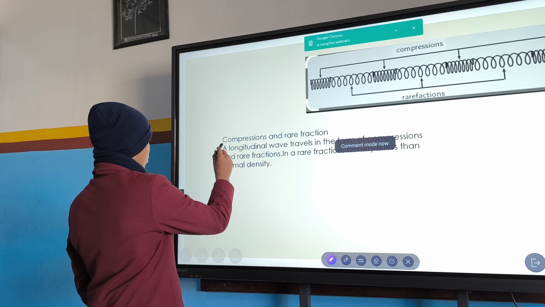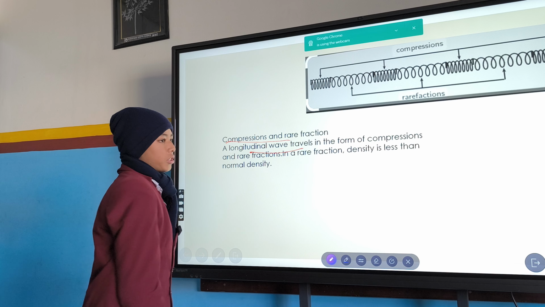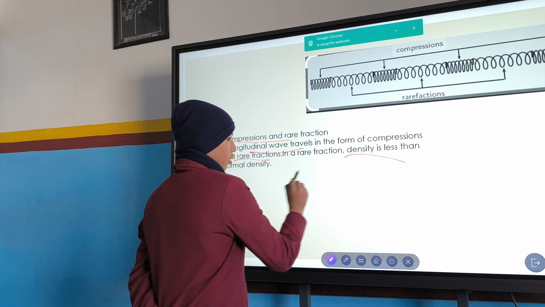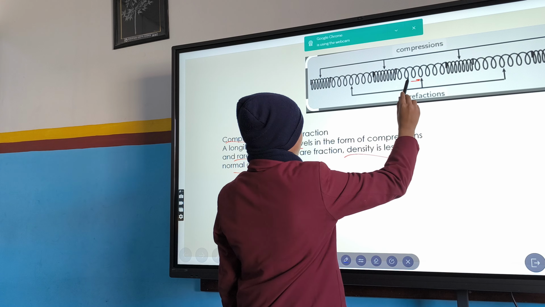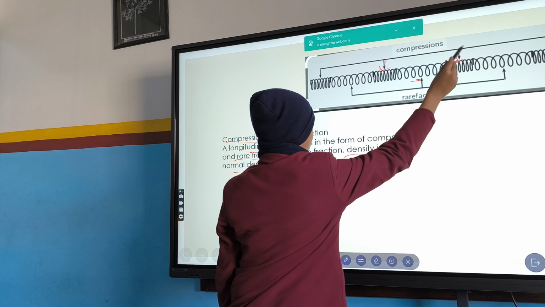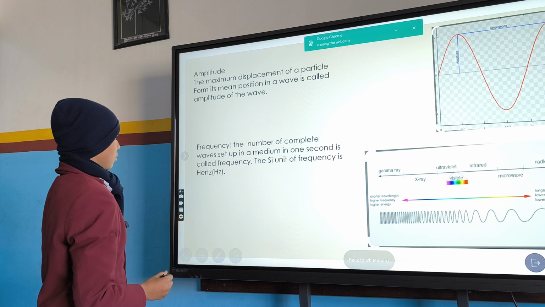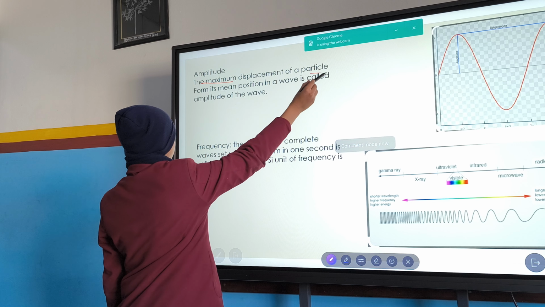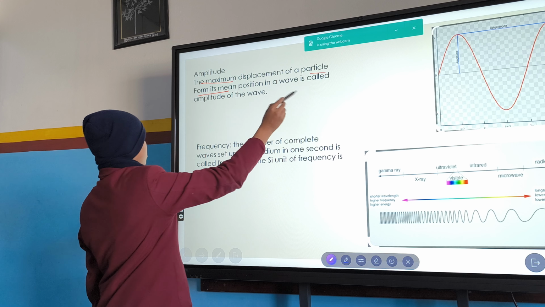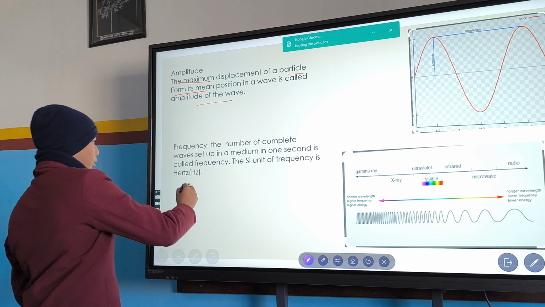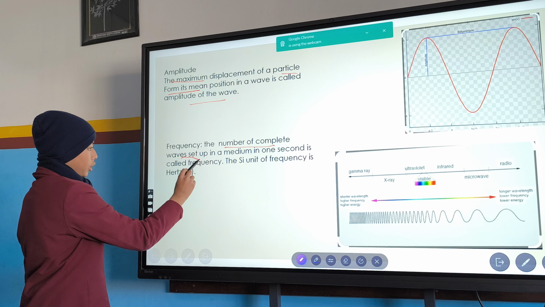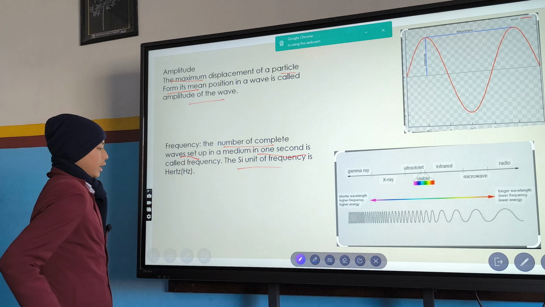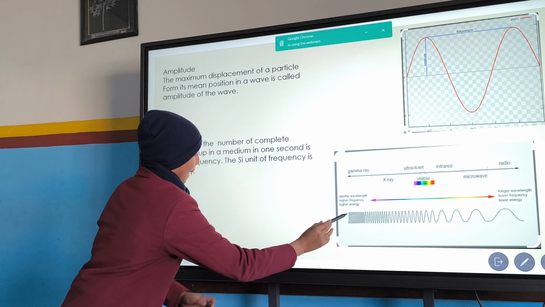Compressions and rarefactions. A longitudinal wave travels in the form of compressions and rarefactions. In a rarefaction, density is less than normal density, and this is the rarefaction, and this is the compression. Amplitude, the maximum displacement of a particle from its mean position in a wave, is called the amplitude of the wave. And frequency, the number of complete waves set up in a medium in 1 second, is called frequency. The SI unit of frequency is hertz, that short form is Hz.